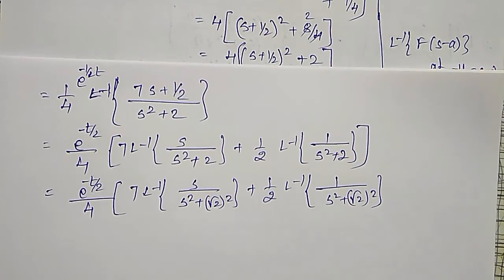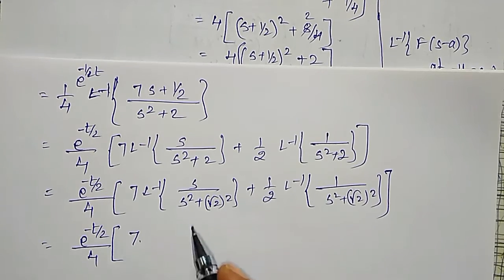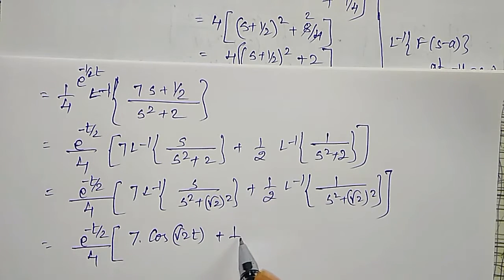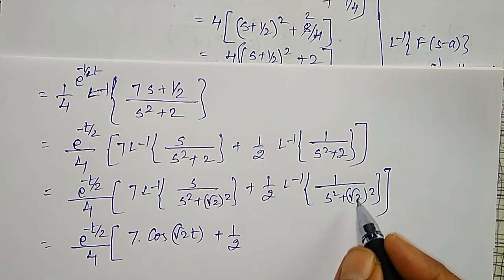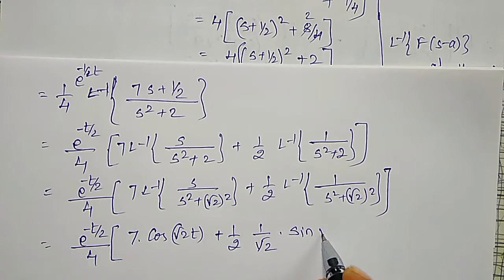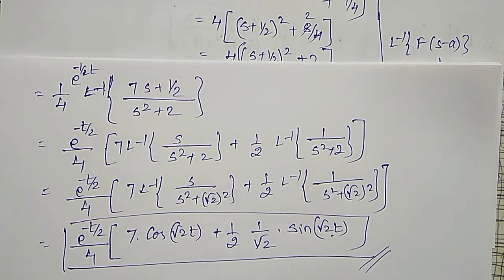Okay, now I can simplify this one as e to the power minus t by 2 divided by 4 into 7 times s divided by s square plus a square, that is cos of root 2t, correct? Cos of root 2t plus 1 by 2 is there already, and this one is 1 by root 2 into sine root 2t. Okay, this is the required answer for this. Another example I am solving here, very simple, and how to adjust is very important.